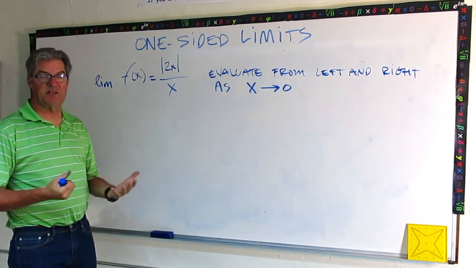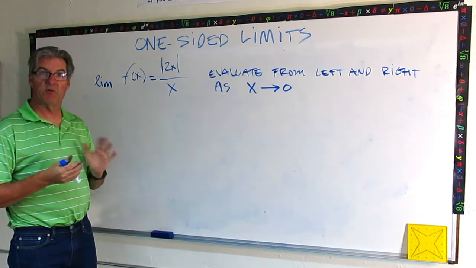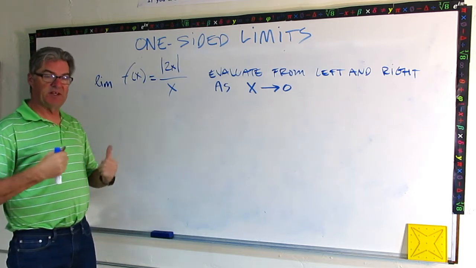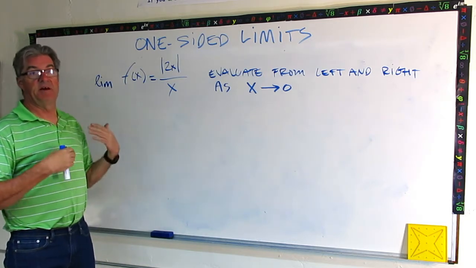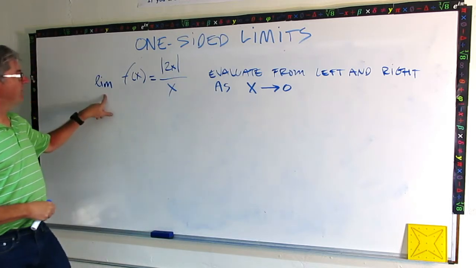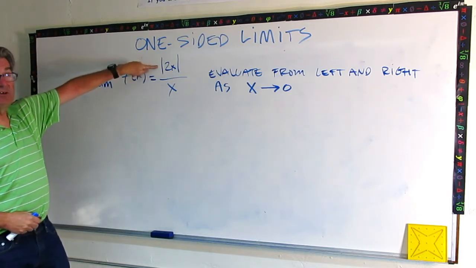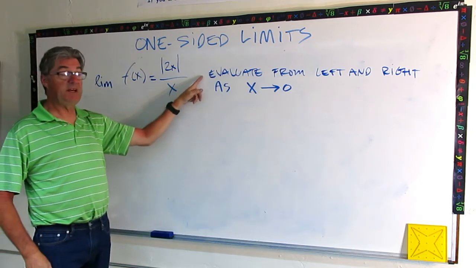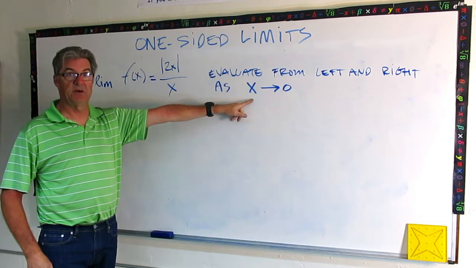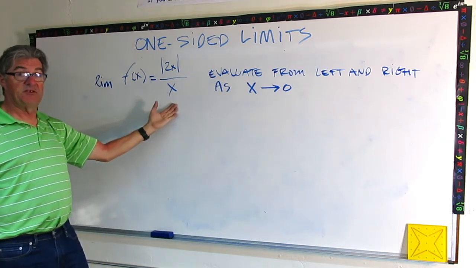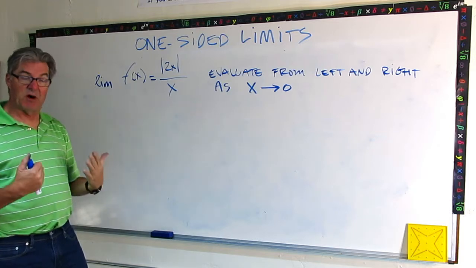Okay, here's a function that involves absolute value. If you remember, we did one of those before and it had a limit that failed to exist. Now we're going to tease that out a little bit and talk about the limit of this particular function as we approach from the left and from the right. Here's our function: f of x equals the absolute value of 2x over x. We're going to evaluate from the left and the right as x approaches 0. Obviously we can't plug 0 in because we'd have a divide by 0 problem, so we need to approach from the left and right and see what happens.